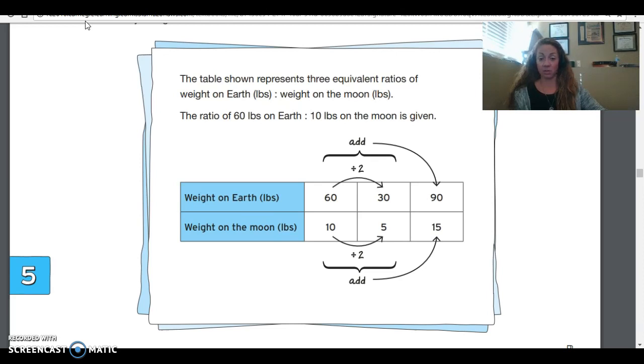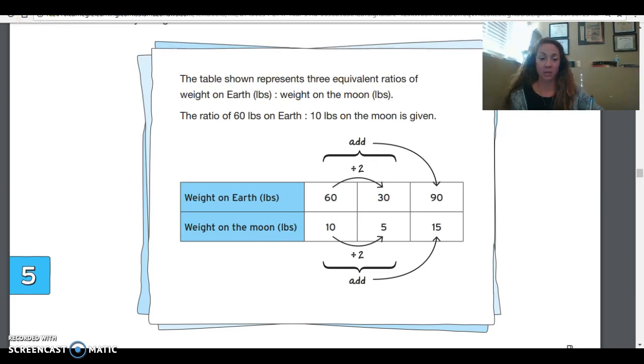The second ratio on our chart shows us that something that weighs 30 pounds on Earth only weighs 5 pounds on the moon. So both parts of the ratio, you have 60 divided by 2 and you get 30, 10 pounds divided by 2 and you get 5. Both parts of the ratio were divided by the same factor. Both parts were divided by 2. So then, when we add 60 plus 30, we get 90 pounds of weight on Earth. When we add 10 plus 5, we get 15 pounds of weight on the moon.